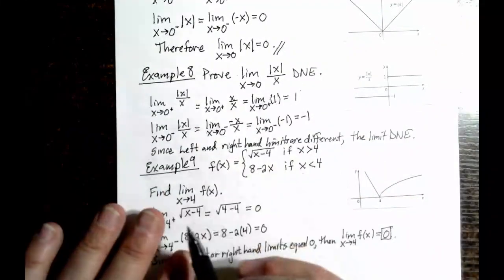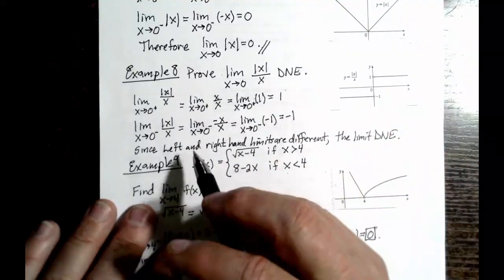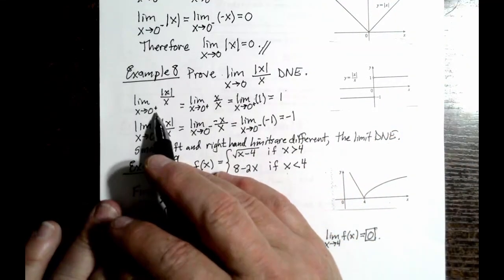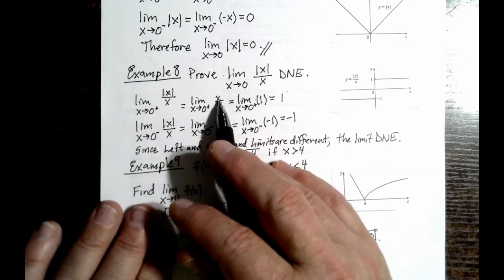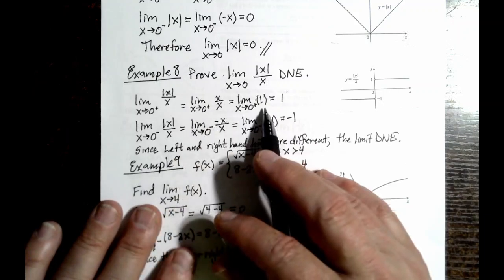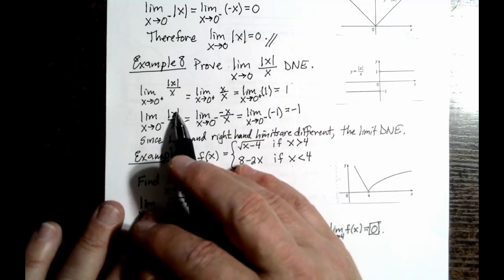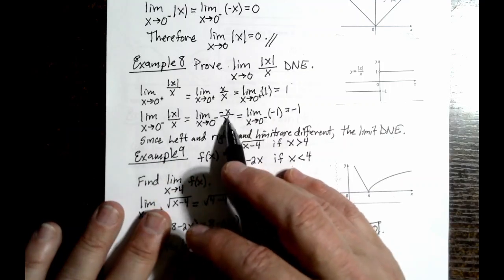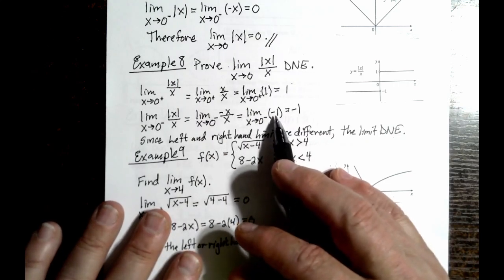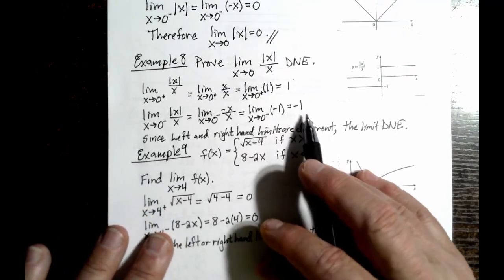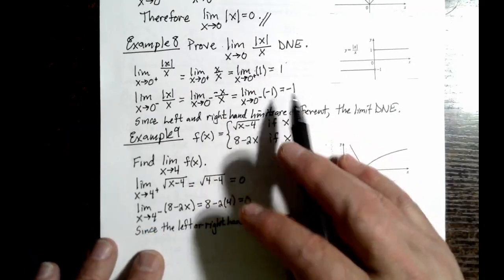Prove that this limit does not exist. Well, if you graph it, you'll see clearly that it does not. But if you don't, come at it from the right, and remember the absolute value of x for positive values is just x, so x over x is 1. The limit of 1 is 1. Coming at it from the left, we get absolute value of x over x equals negative x over x, and negative x over x is just negative 1, and the limit of negative 1 is negative 1. Since the left and right-hand limits are different, the limit does not exist.